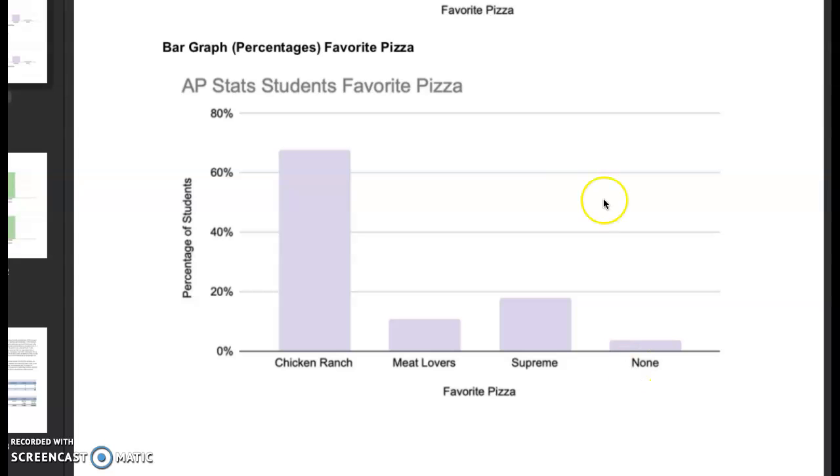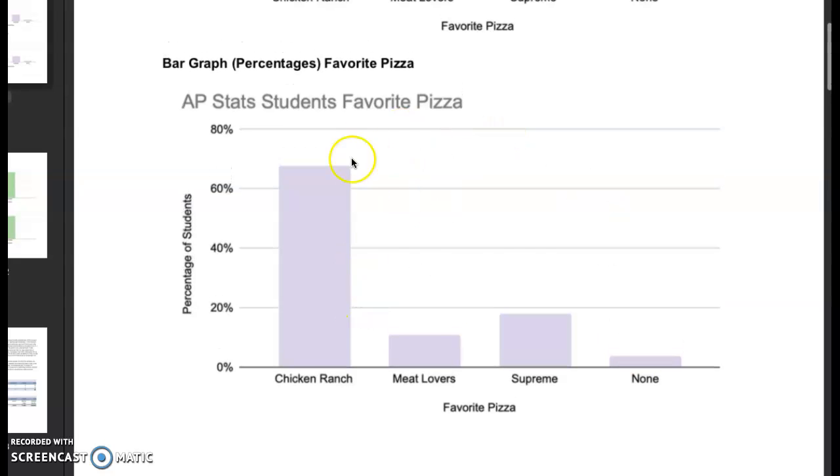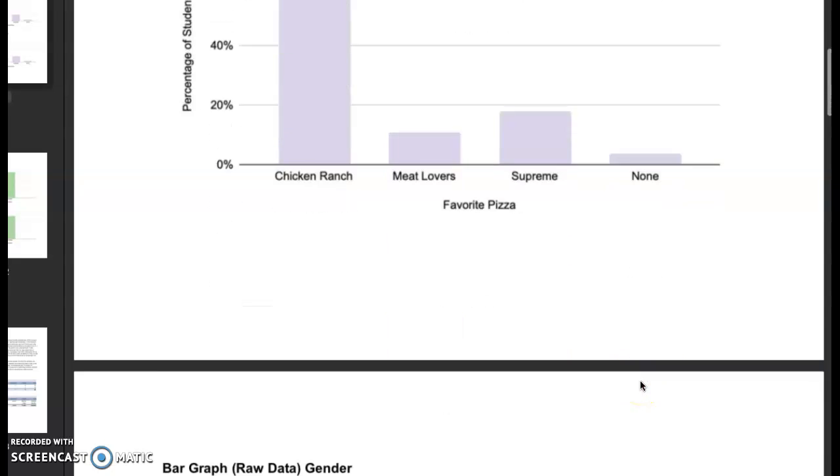Now I converted this into percentages, and this is basically how that would look. Around 67.8% of the students in this class liked Chicken Ranch, 10.7% of the students liked Meat Lovers, 17.8% of the students liked Supreme, and 3.6% favored none.